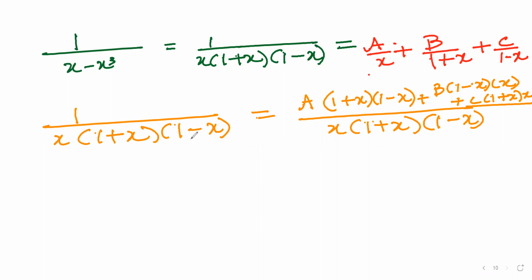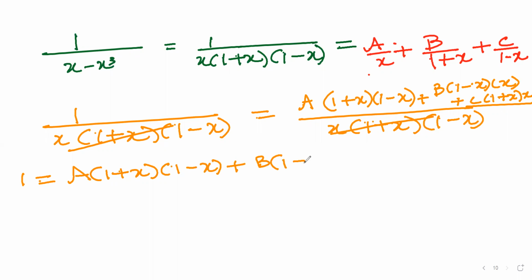So you can cancel out the denominators on both sides, leaving me with 1 is equal to A into 1 plus x into 1 minus x. Of course, that's nothing but 1 minus x squared, but we'll just write it down. B into 1 minus x into x plus C into 1 plus x into x. So we are solving by partial fractions.